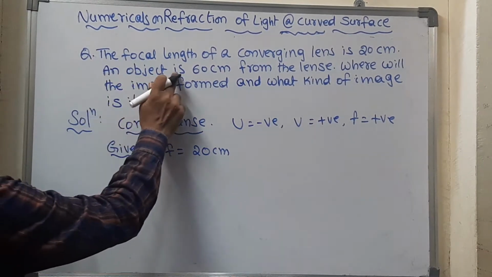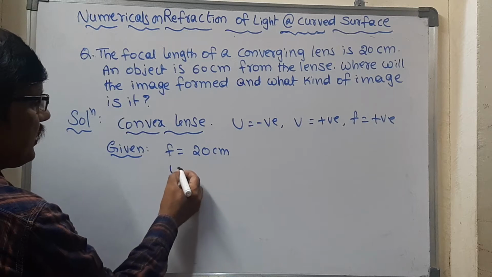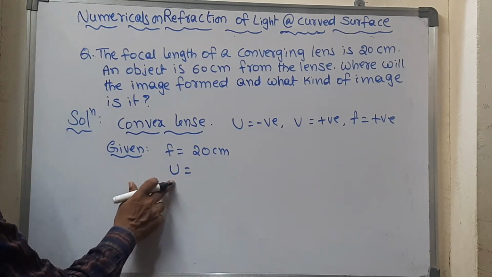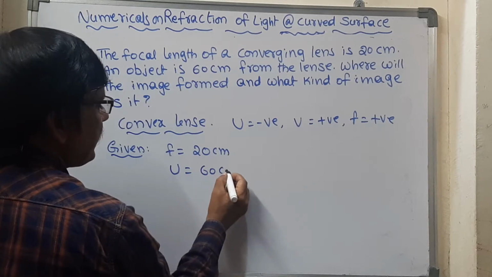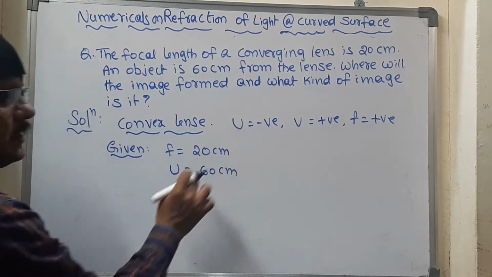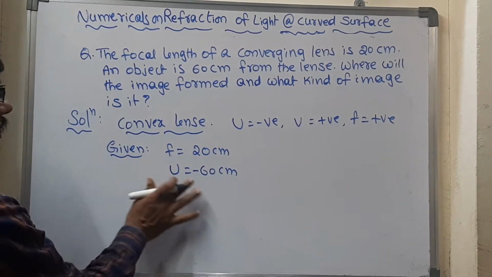And afterwards, an object is 60 centimeters from the lens, so the object distance is represented by u. u is equal to how much is given? 60 centimeters. Now apply the sign convention: object distance is represented with a negative sign. This is the data given to us.